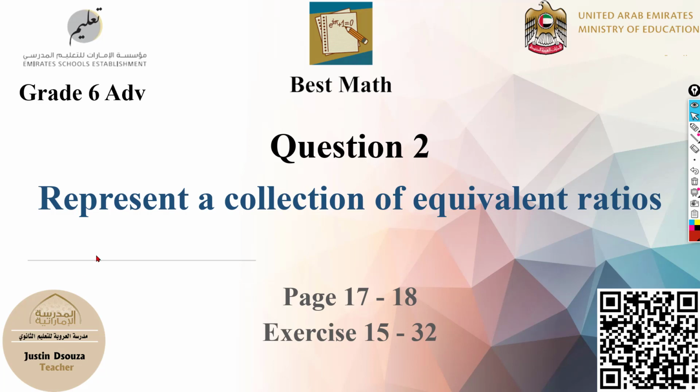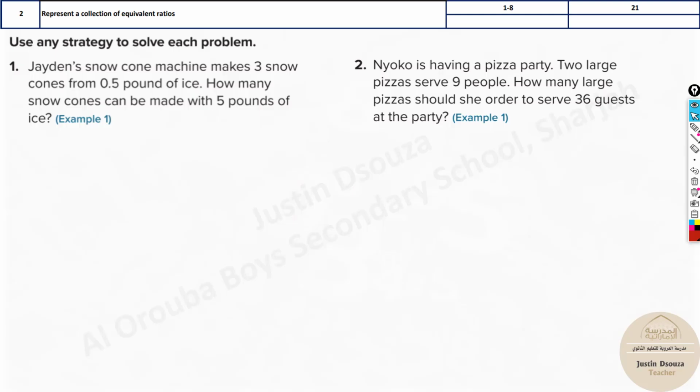This is about representing a collection of equivalent ratios. What does this mean? Here we have problems. First one, Jaden's snow cone machine makes 3 snow cones from 0.5 pound of ice. How many snow cones can be made with 5 pounds of ice? Now here we need to relate it to ratios. The same concept we did in the first question will be used here.